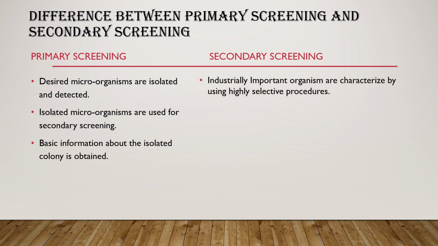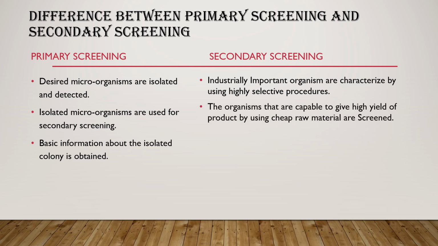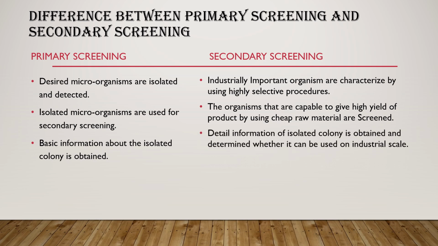In secondary screening, the industrially important organisms are categorized by using highly selective procedures. Here the organisms that are isolated from primary screening are used. Further, the organisms that are capable of giving high yield of product by using cheap raw material are screened. So this is the basic rule of fermentation. In fermentation, the organism should be able to produce high yield of product by using cheap raw material. So only such organisms are selected. Further, detailed information of the isolated colony is obtained and it is determined whether it can be used on industrial scale.